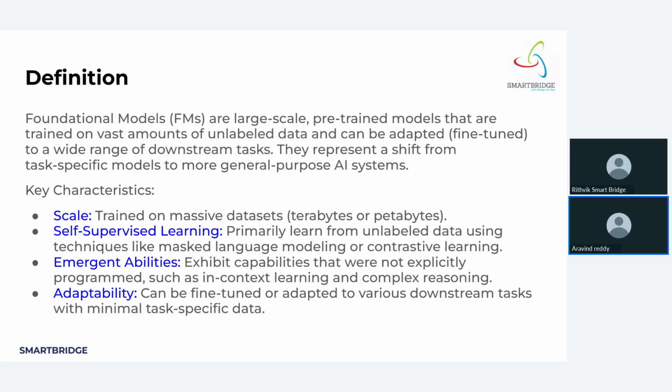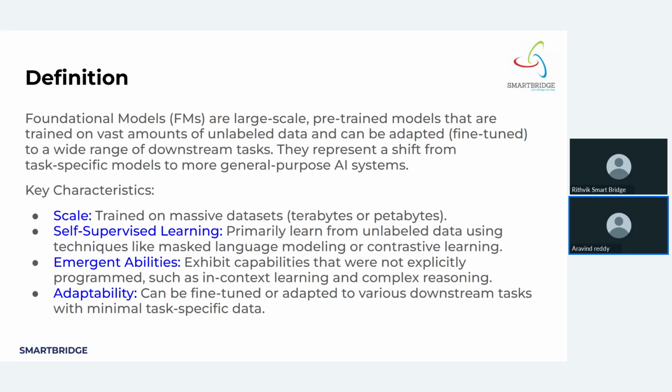Generally we have seen these key characteristics. What are they? Scalable means trained on massive datasets, terabytes to petabytes of data used to train these types of models, right? So that is hectic. And self-supervised learning: primarily, it learns from unlabeled data using techniques like masked language modeling. Masked language modeling is nothing but the model being trained on unseen data.